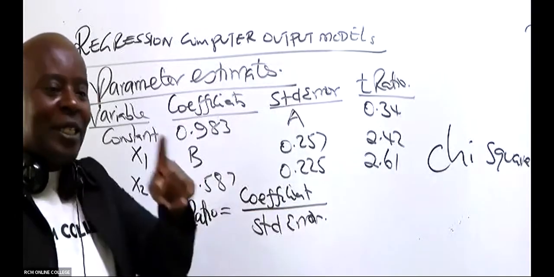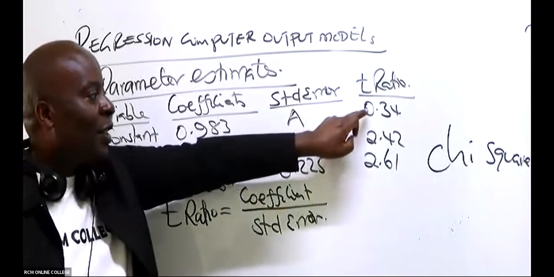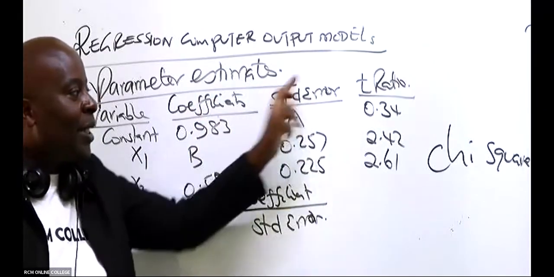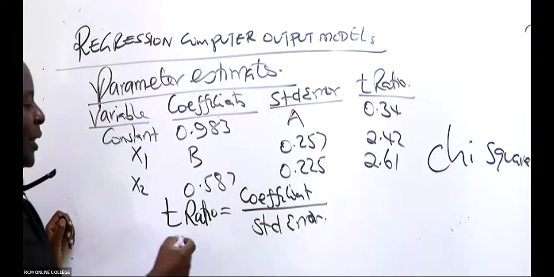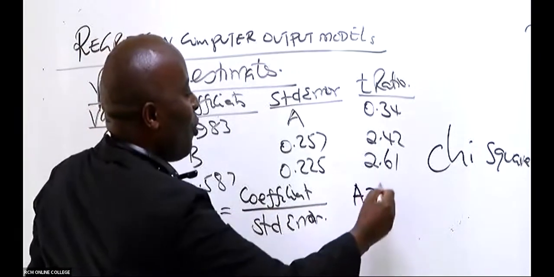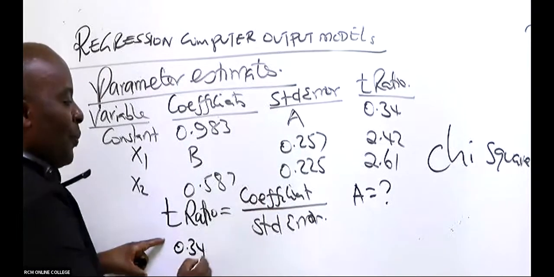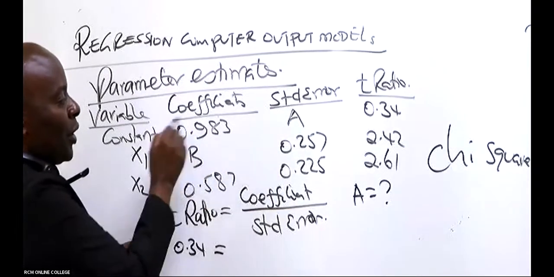Now, using this concept, we can easily get the T ratio: take the coefficient by the standard error. So we do A. So what is the value of A? I'm using this one, the T ratio is 0.34, which will be equal to the coefficient.